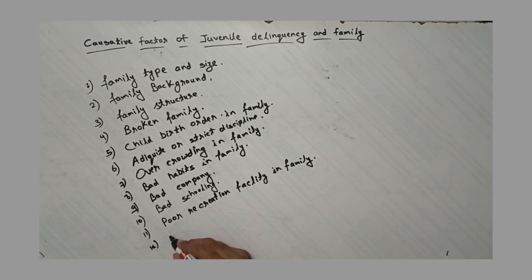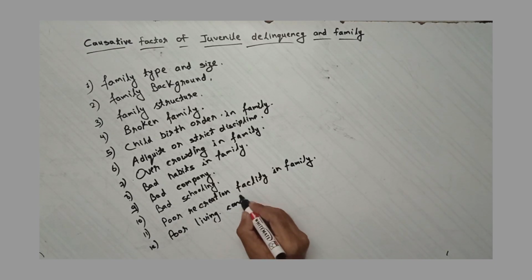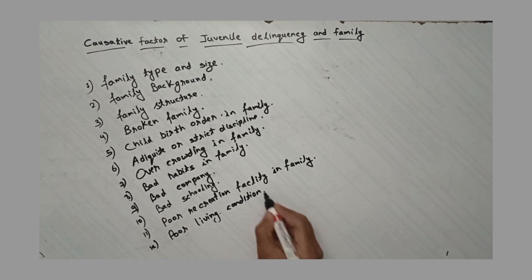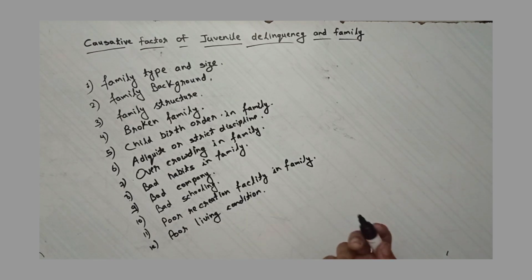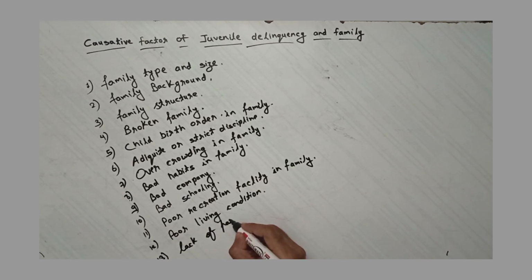Next one is poor living condition. It is also identified that if the facilities, sufficient resources or the condition they are living in is not good for the children, it may become a factor of lack of parental affection.